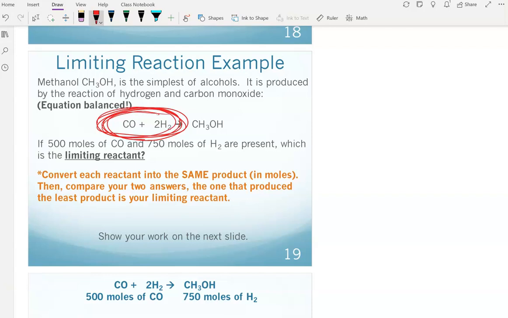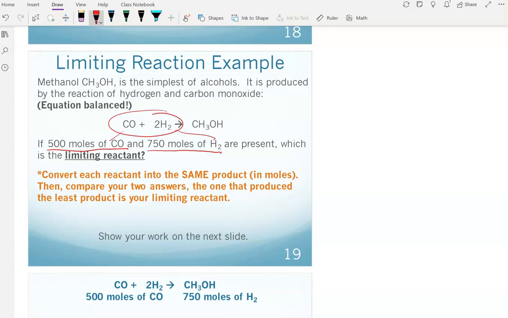So we're going to be given the amounts of both these reactants. So we have 500 moles of CO and 750 moles of H2. And we need to figure out which of those is going to limit how much product we can make. So what you want to do is you want to convert both of these reactants into the same product. I mean, that's what we've been doing with stoichiometry, is we've been using the equation to convert between the different substances that are involved in that chemical reaction.